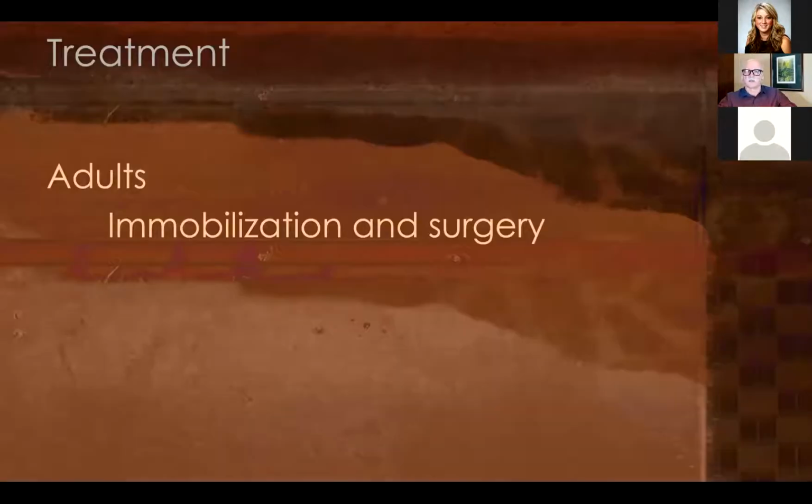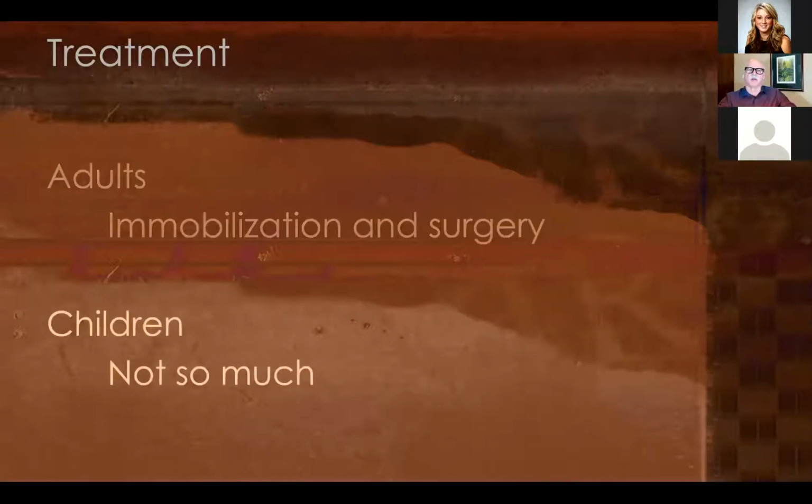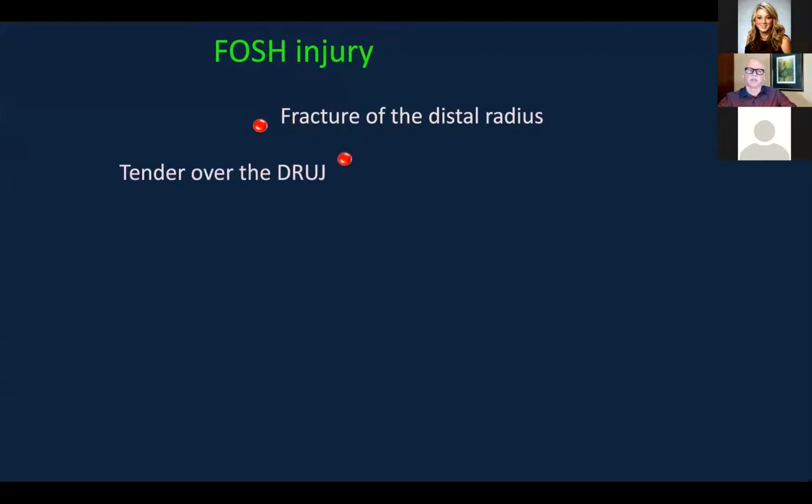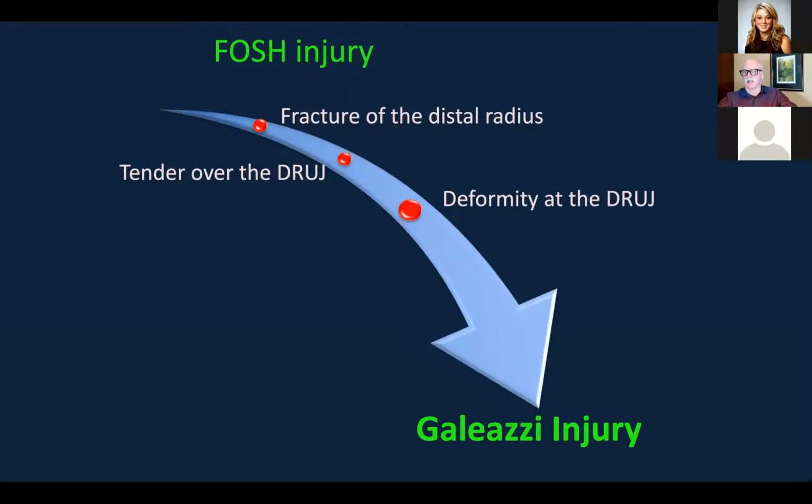In adults, immobilization and surgery is the treatment for these. These all will get surgery. In children, occasionally they don't. It's much more of a judgment call because sometimes they will do well. Well, when you have a FOOSH injury and a fracture of the distal radius, if there's tenderness over the DRUJ and there may be deformity there, think about Galeazzi injury. That combo is important.